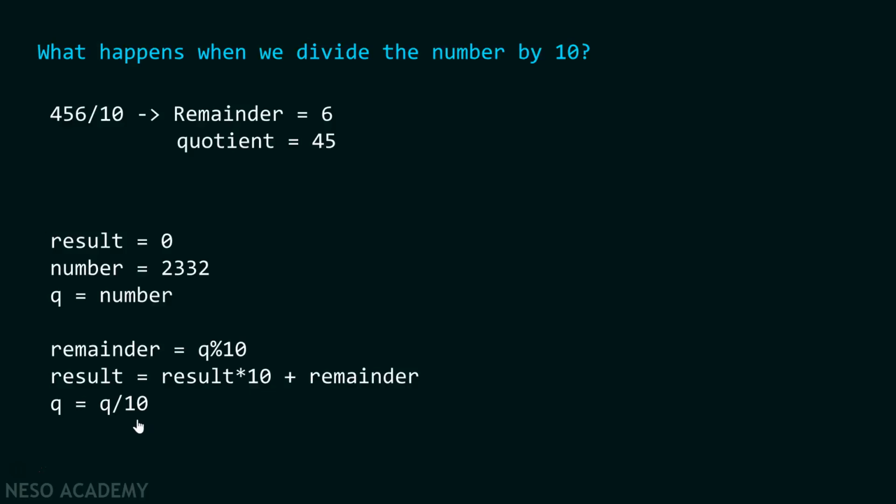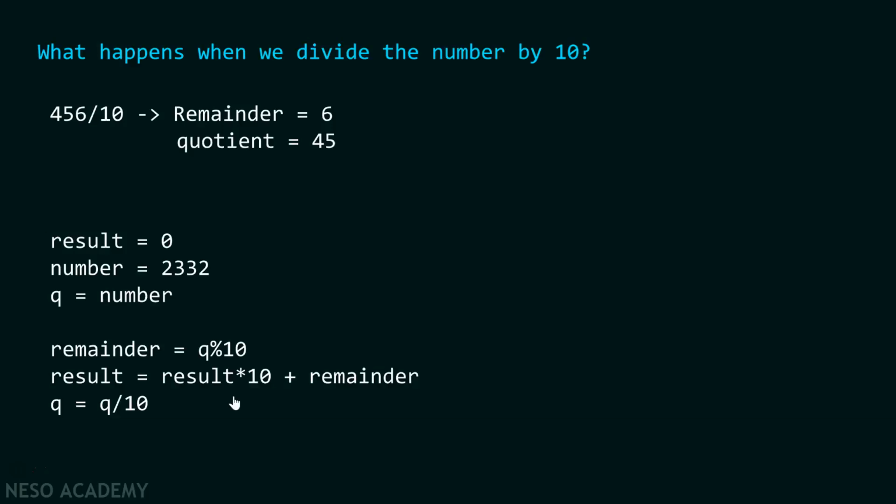Q is nothing but denoting the quotient. We are initially storing number inside q, and then after that we simply divide this number by 10. Initially the value inside remainder is 2, right? As when 2332 is divided by 10, the remainder would be 2 only.